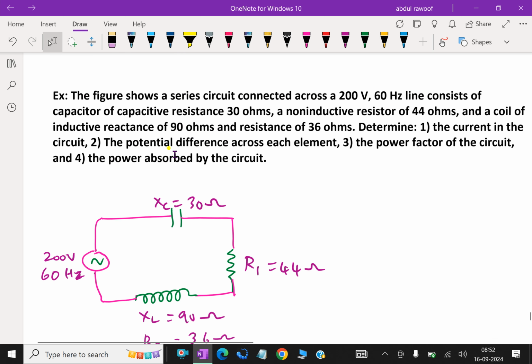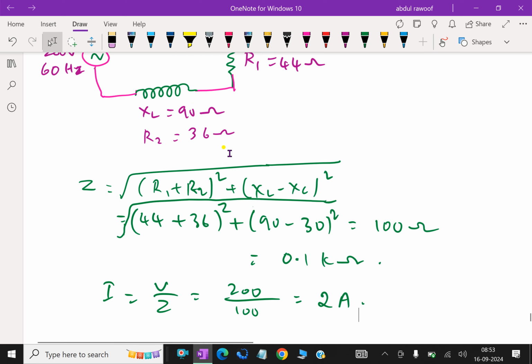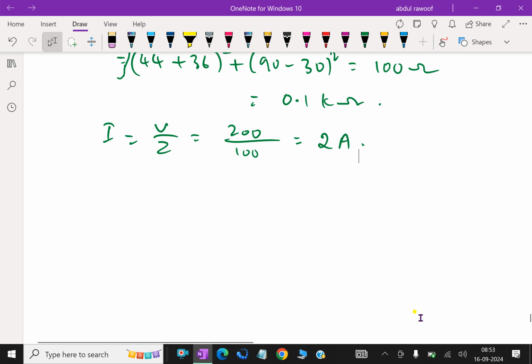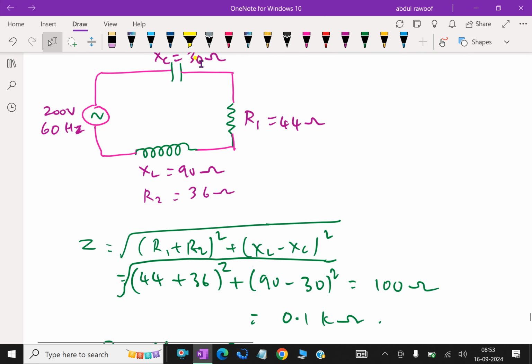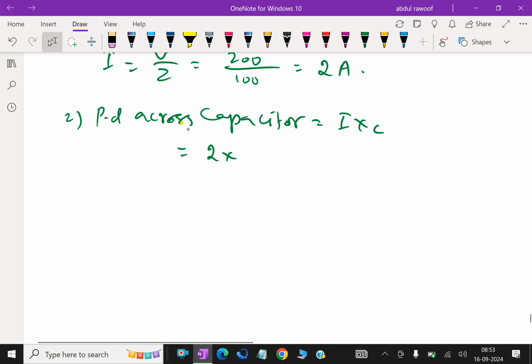Next, the potential difference across each element. Each element you have to calculate. First, the PD across the capacitor. That is PD equal to I times XC. I is 2 amps multiplied by the capacitive resistance of 30 ohms, which is equal to 60 volts.